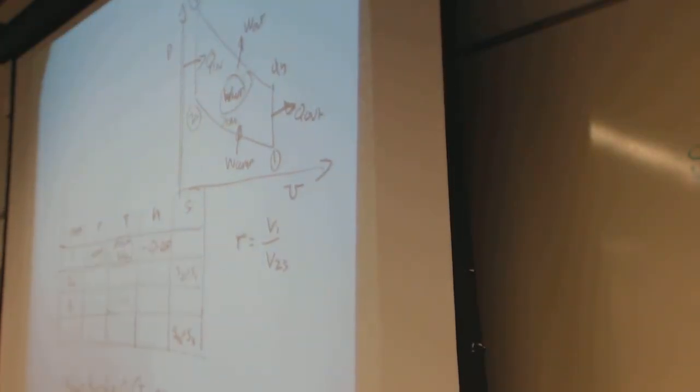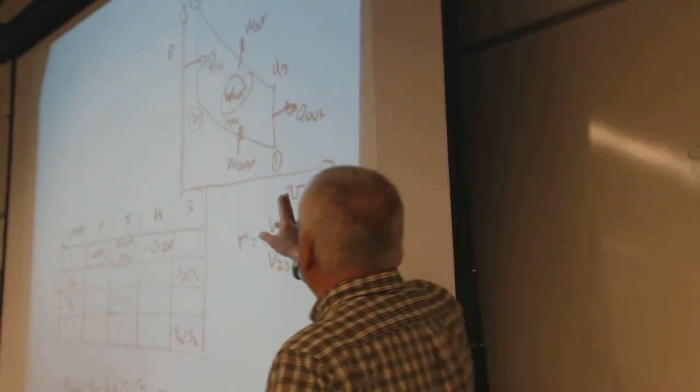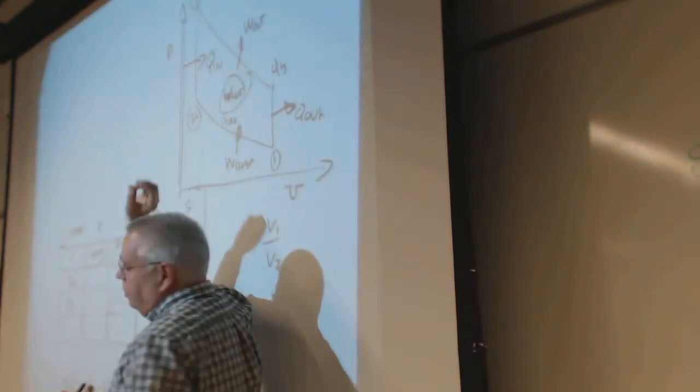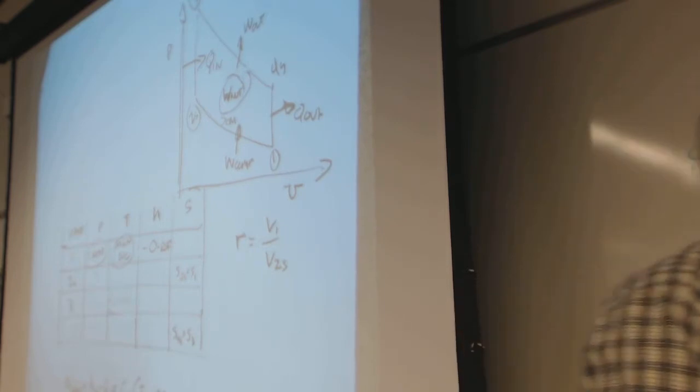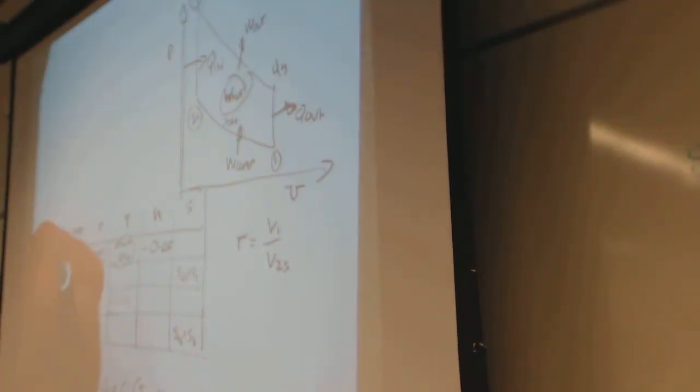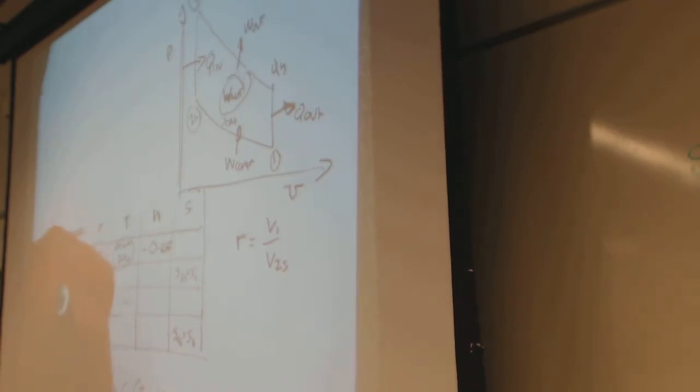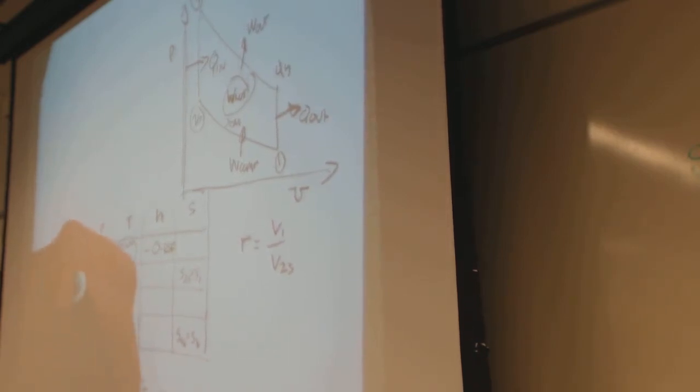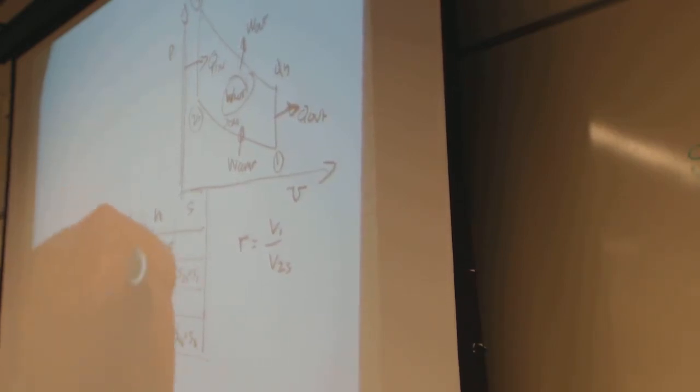And notice these are both happening at constant volume. So, what can I say? The Q in would be H3 minus H2S, which would be C sub V times T3 minus T2S.